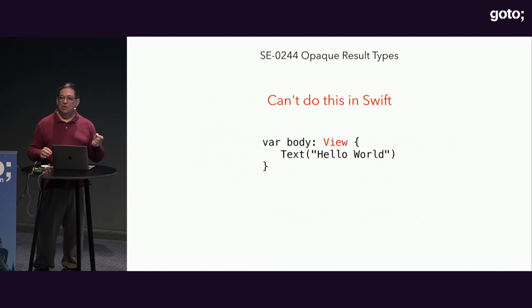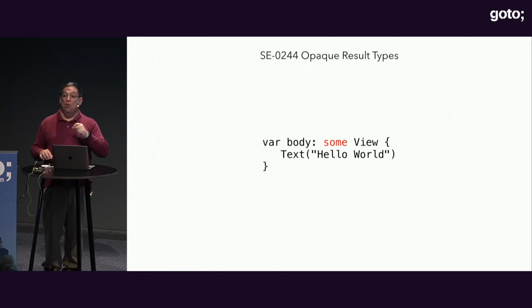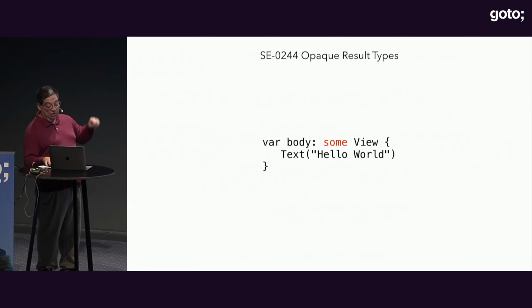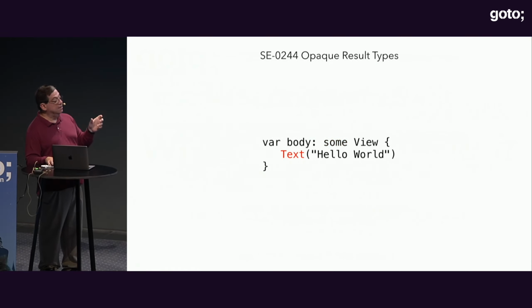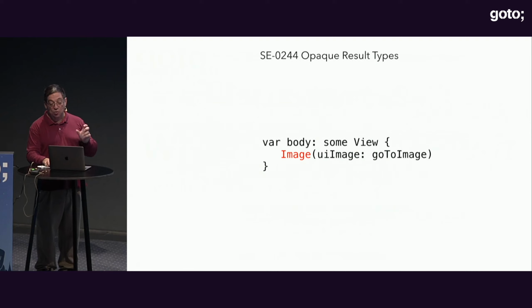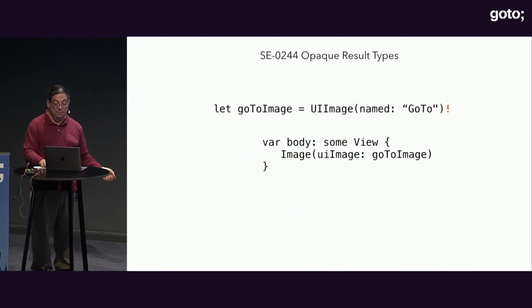You cannot just say it returns a protocol. What you're saying is it returns something that conforms to the protocol, and what you're telling the compiler is, at compile time, you'll know what I'm returning. You don't have to guess. So in this case, it's text. You know how big a text is. You know how to store it. I could return image. You know how big an image is. You know how to store it. What you can't do is say sometimes it's a text, sometimes it's an image.